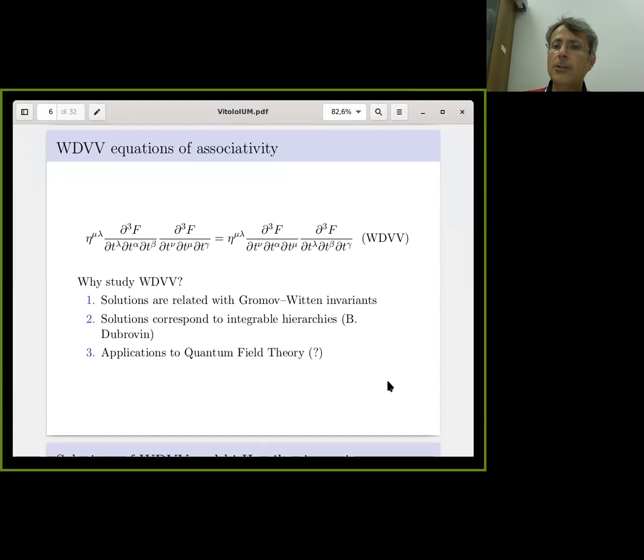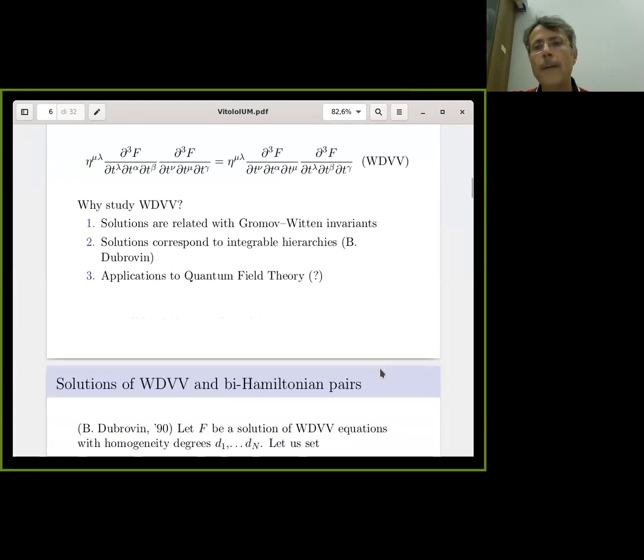And then there are relationships with Gromov-Witten invariants. And then there is a community which is active in quantum field theory, even if I do not know exactly what they are doing.